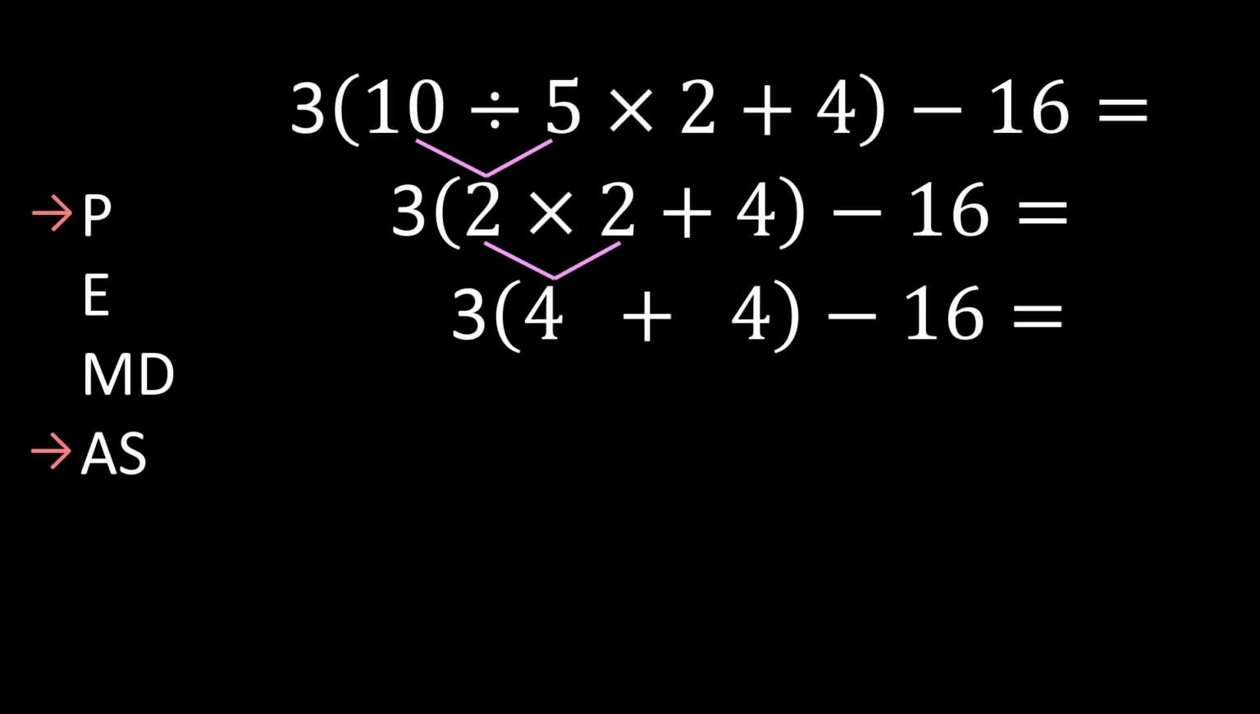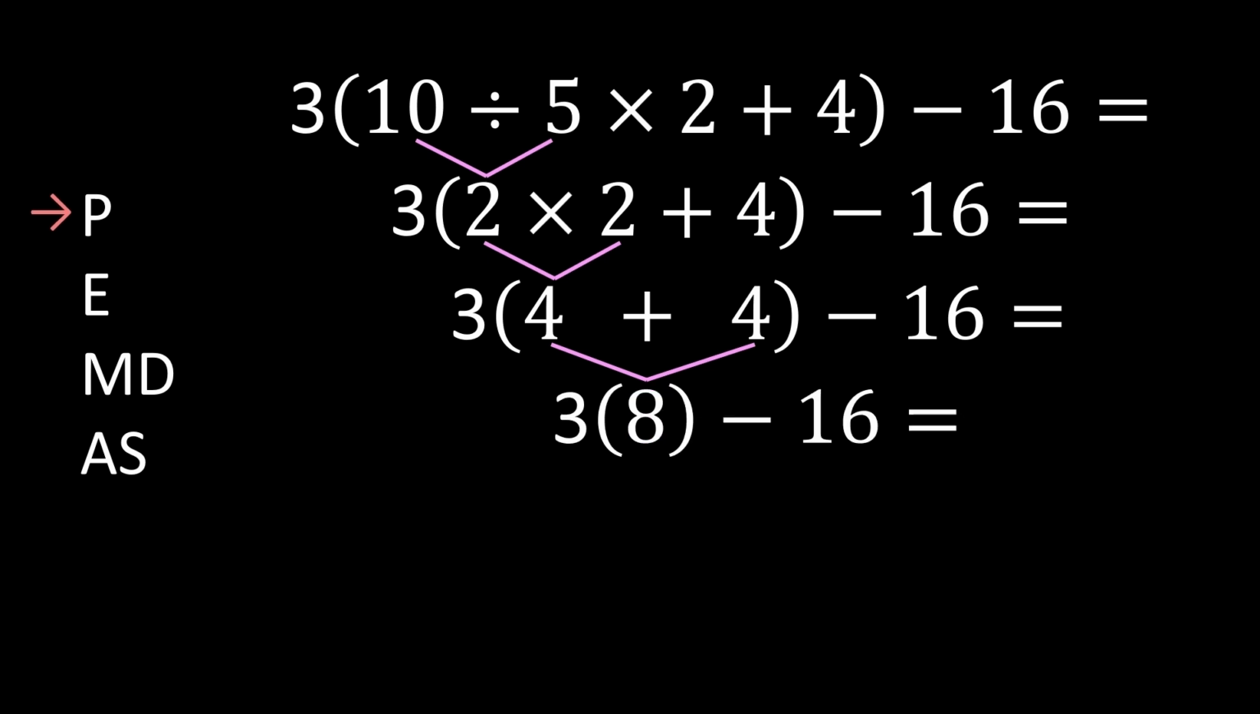Now inside the parentheses, I have 4 plus 4. That'll be my final step inside the parentheses. 4 plus 4 is 8. Now we'll bring the rest of the problem down. So I have left the 8 inside the parentheses, but I don't have any more steps inside the parentheses. That parentheses around the 8 means that we're going to need to multiply it by the 3.